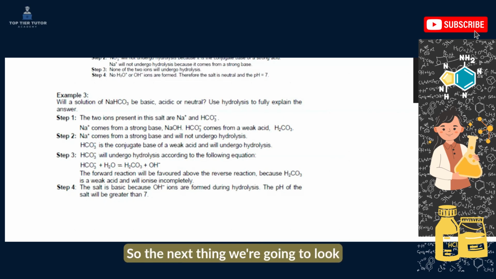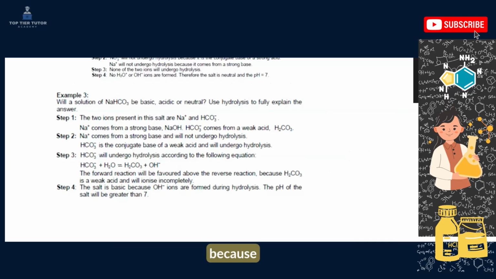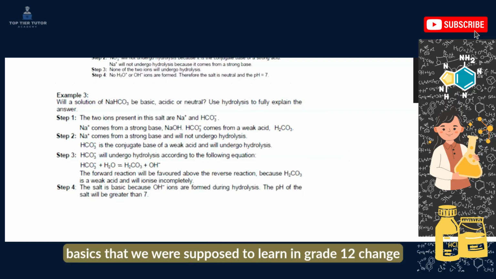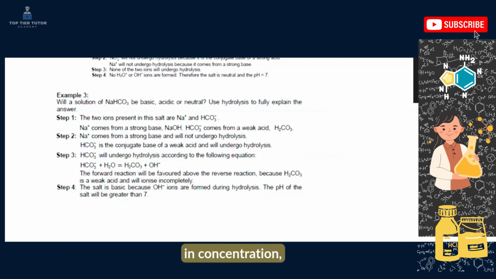So the next thing we're going to look at is titration. Titration is really important. I think most of the time my students get titration incorrect because of the basics that we were supposed to learn in grade 12: changing concentration into moles, changing moles into mass. That's where the biggest problem comes in when it comes to titration.